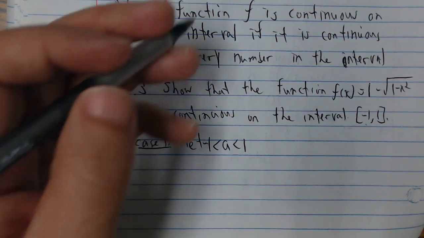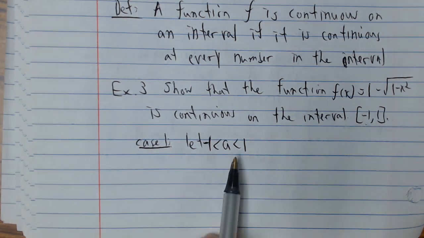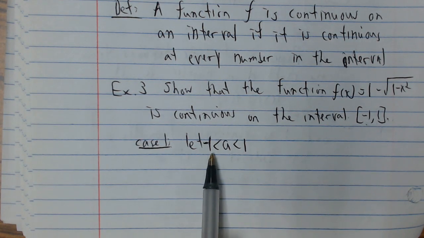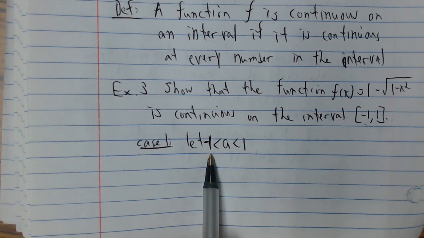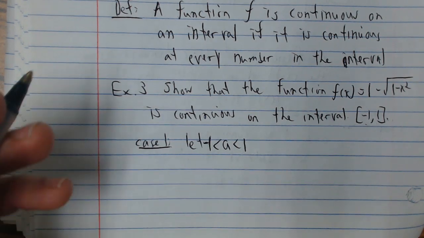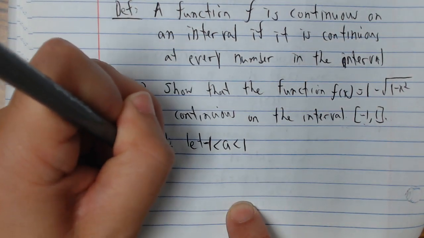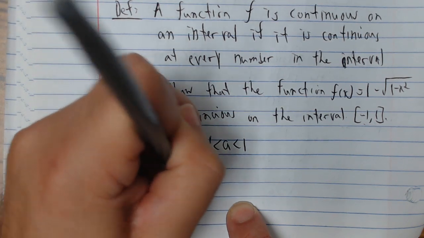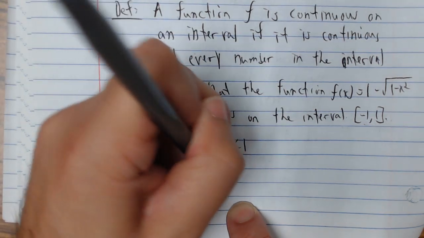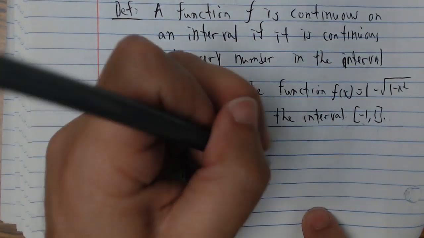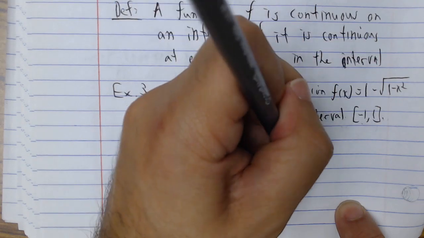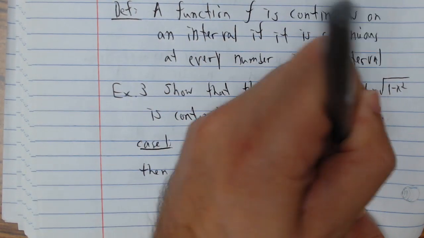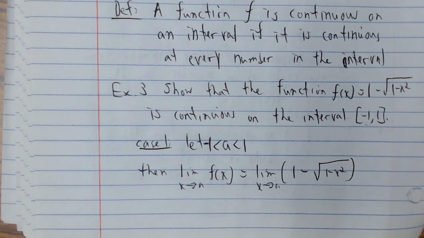So basically, I'm generalizing it. And the reason why I'm generalizing it is because there's infinitely many numbers between -1 and 1. So this is a way that I'm allowed to capture all values starting from -1 and going to 1. So here's what we could say. Then the limit as x approaches a of f of x is the same thing as the limit as x approaches a of 1 minus the square root of 1 minus x squared.